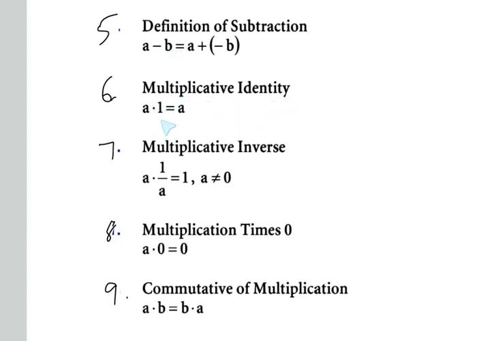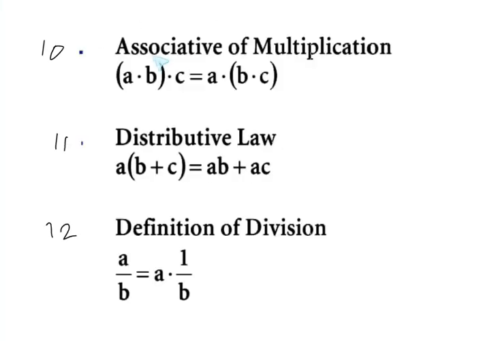Multiplicative identity: a into 1 equal to a. Multiplicative inverse: a into 1 by a is equal to 1, where a is not equal to 0. Multiplication by 0: a into 0 equal to 0. Commutative of multiplication: a into b equal to b into a. Associative of multiplication: a into b into c is equal to a into b into c. Distributive law: a into b plus c is equal to ab plus ac. Definition of division: a by b is equal to a into 1 by b.